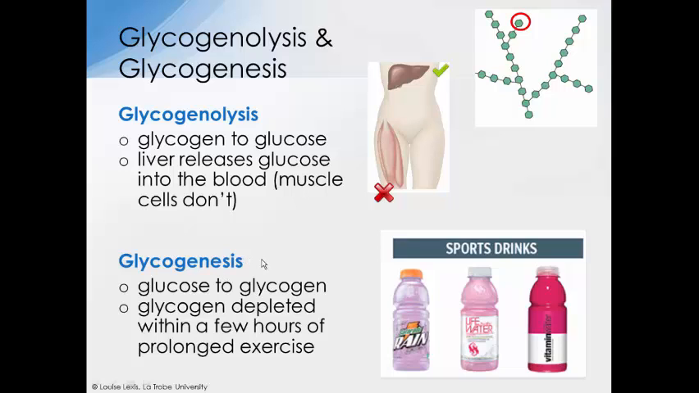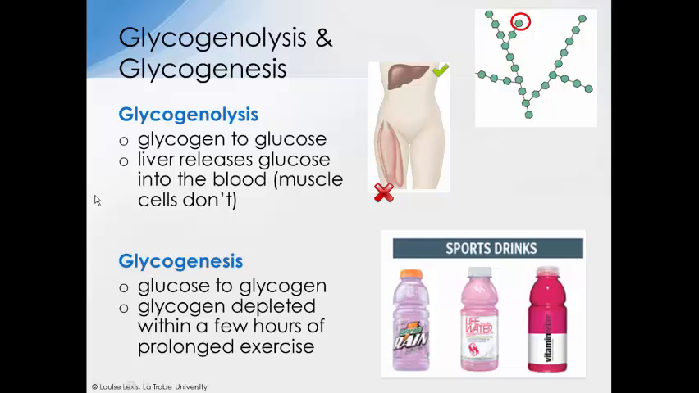Glycogenesis is the opposite, and that's the making of glycogen. So that's when individual glucose molecules are bound together to form glycogen. An important point to note is that glycogen that's stored in the liver and the muscle is depleted within a few hours of prolonged exercise.